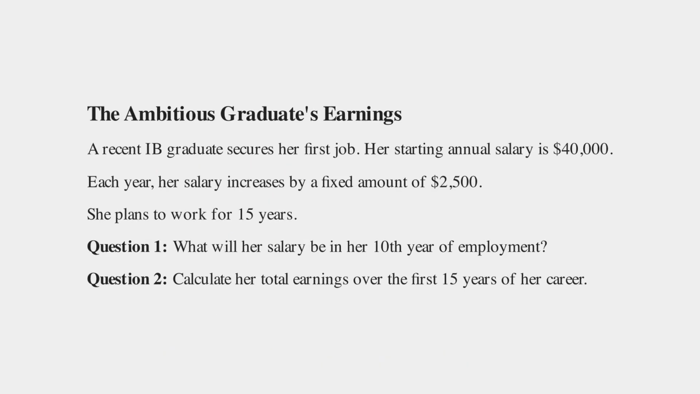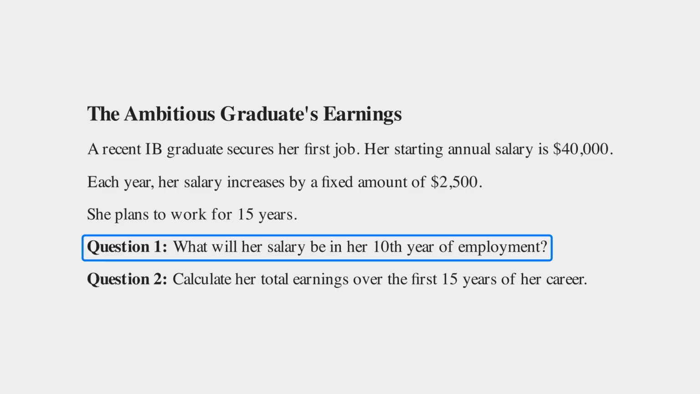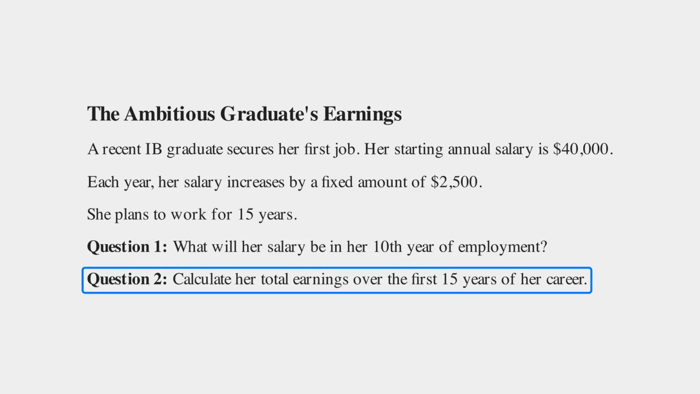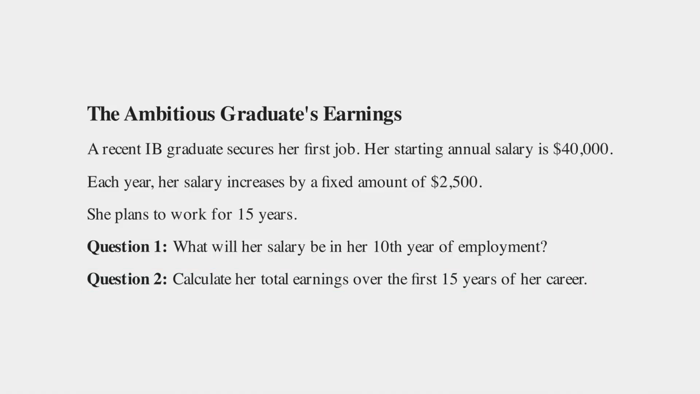Imagine this: an ambitious IB graduate, fresh out of school, lands her dream job. Her starting annual salary is $40,000. But here's the exciting part: each year, her salary increases by a fixed amount of $2,500. She plans to work for 15 years. Our challenge is twofold. First, we need to find out what her salary will be in her 10th year of employment. And second, we'll calculate her total earnings over the entire 15 years of her career. Sounds like a problem tailor-made for arithmetic series, doesn't it?